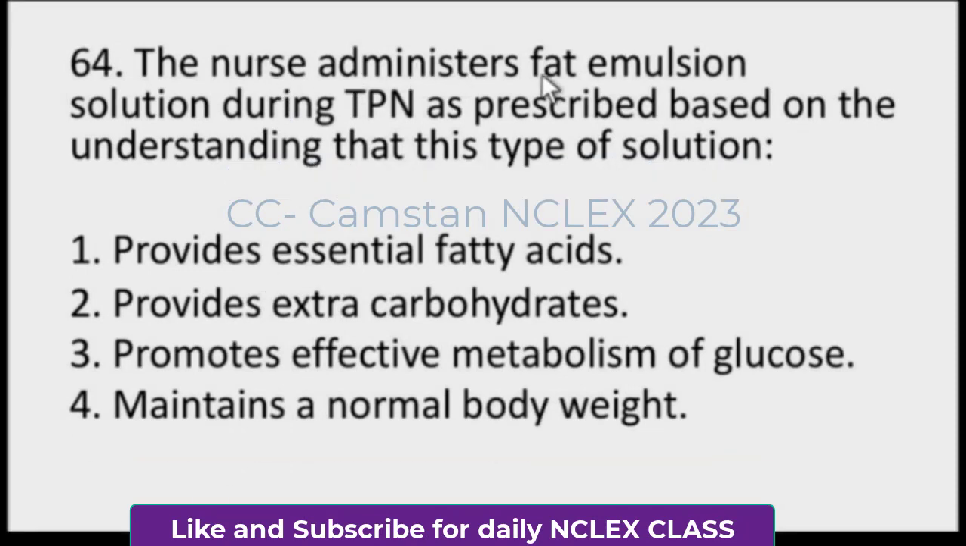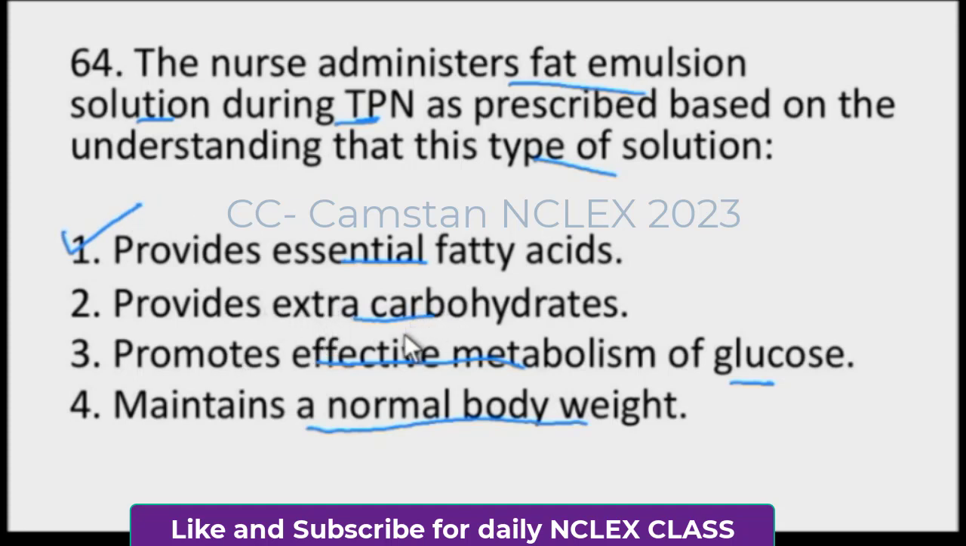The nurse administers fat emulsion solution during TPN as prescribed based on the understanding that this type of solution provides essential fatty acids, provides extra carbs, promotes effective metabolism of the glucose, and fourth one is maintains a normal body weight, right? So administration of this fat emulsion solution provides additional calories and essential free fatty acids which are required to meet the body's energy needs. So first option is correct one.